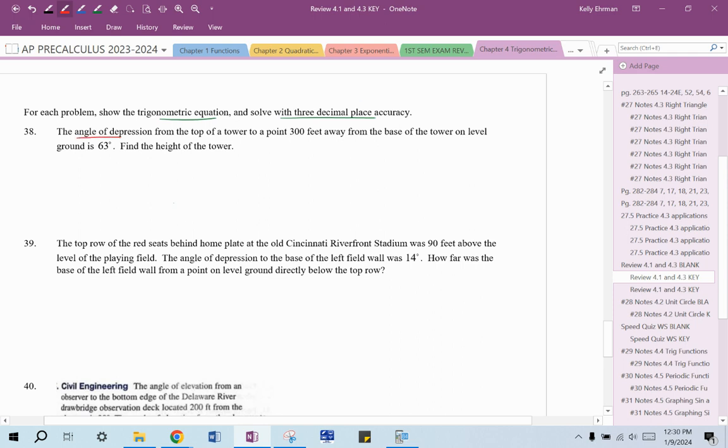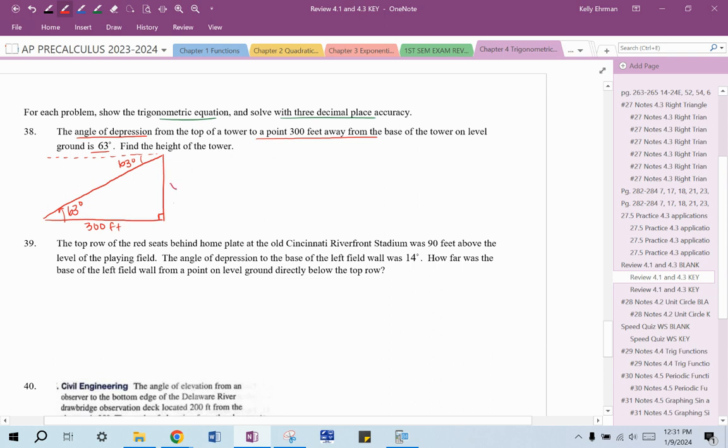Angle of depression from the top of a tower to a point 300 feet away from the base of the tower. Let's just get this all down here. Tower, there's a point on the ground 300 feet away. Angle of depression, which is always from the horizontal, is 63 degrees. Again, nothing's ever to scale when I draw it. Angles of depression should always translate to angles of elevation in your picture because these are alternate interior angles. Geometry tells us that they are equal.